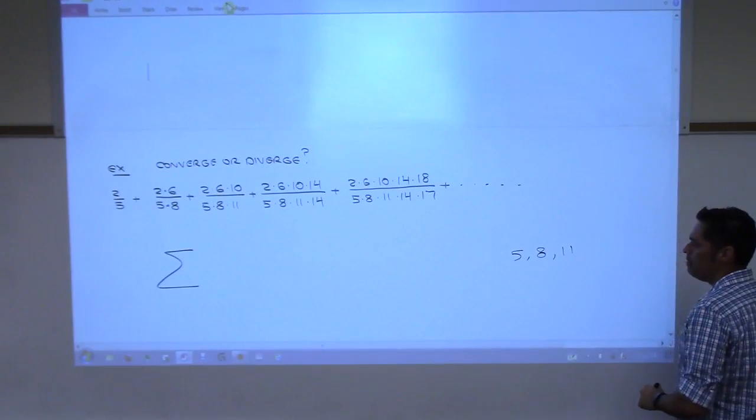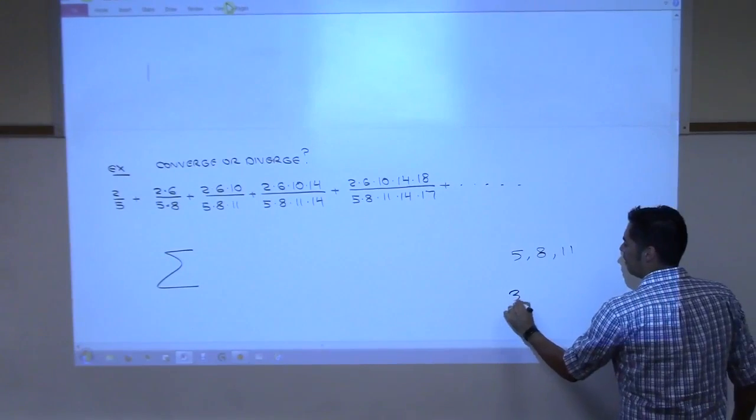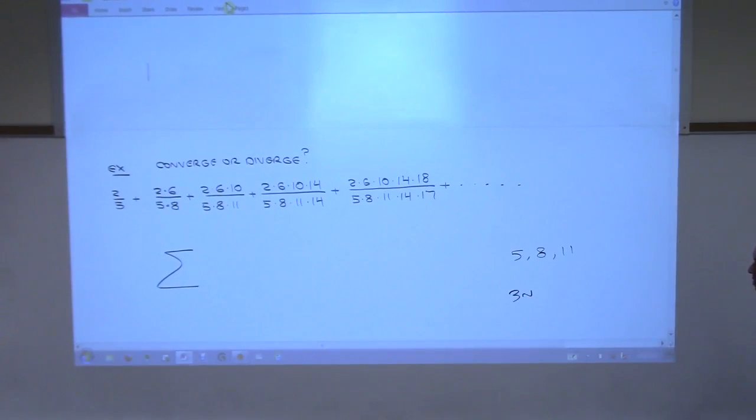So these are all jumping by how much? 3, so I need a 3n, and then what do I do to this to make it start at 5? Plus 2. Make sense? That will generate that 5, 8, 11.